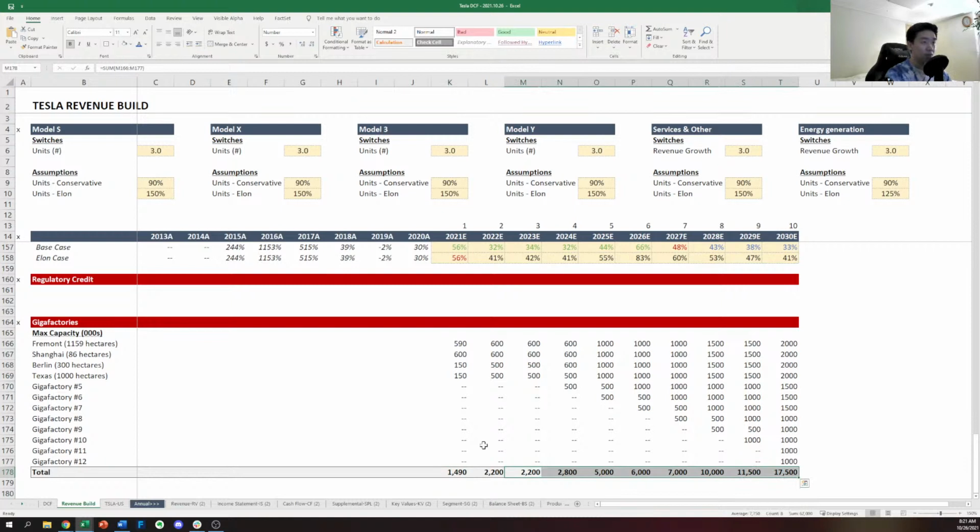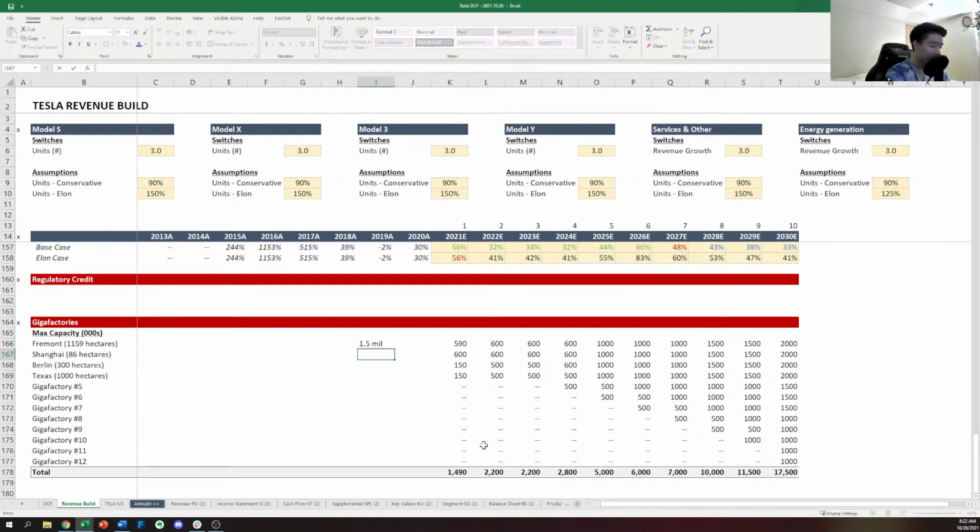And then for 2023 to 2030, that's where it's going to be a lot of guesswork, to be honest. This is where I'm going to have to make some bold assumptions. I'm going to be changing these with all of you. I just put in some random numbers here. So Fremont eventual capacity, sure, this might be easier, 1.5 million.